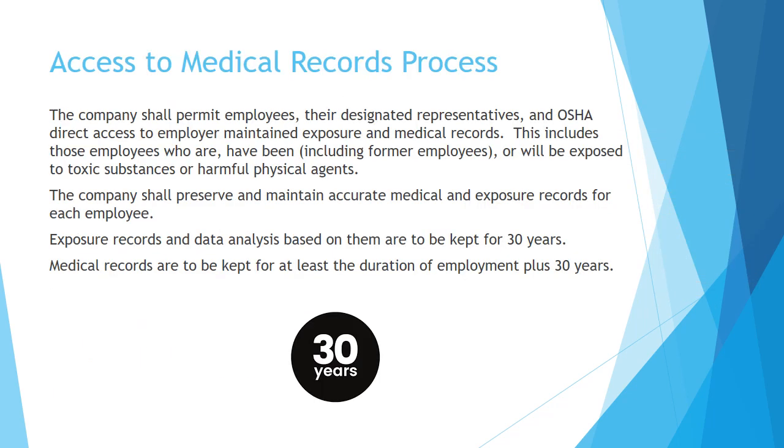Access to medical records process. The company shall permit employees, their designated representatives, and OSHA direct access to employer-maintained exposure and medical records. This includes those employees who have been, including former employees, or will be exposed to toxic substances or harmful physical agents. The company shall preserve and maintain accurate medical exposure records for each employee.